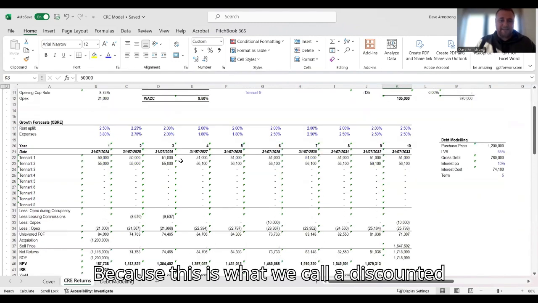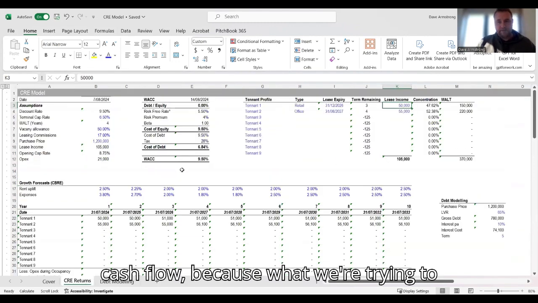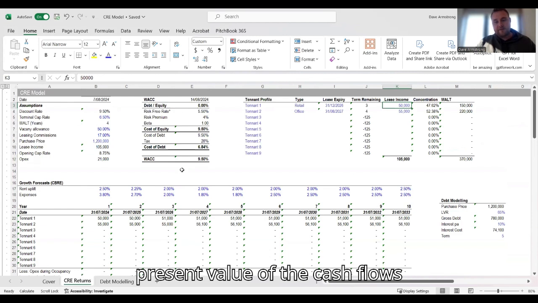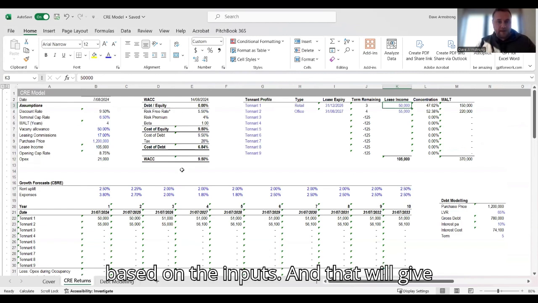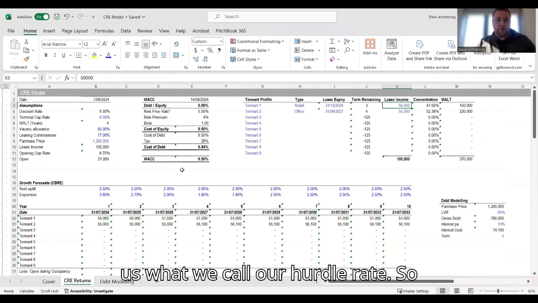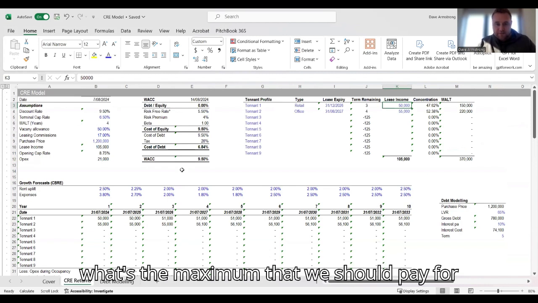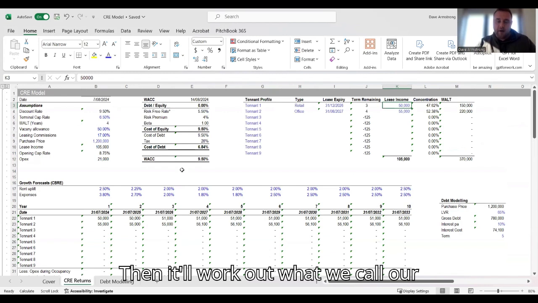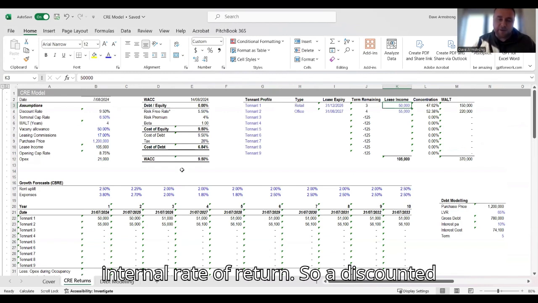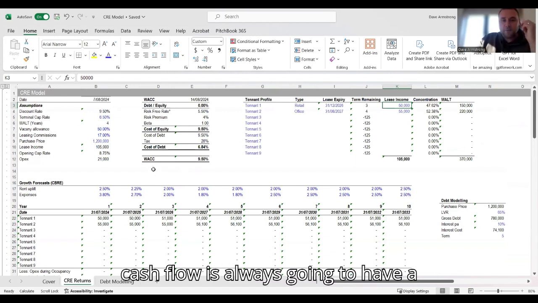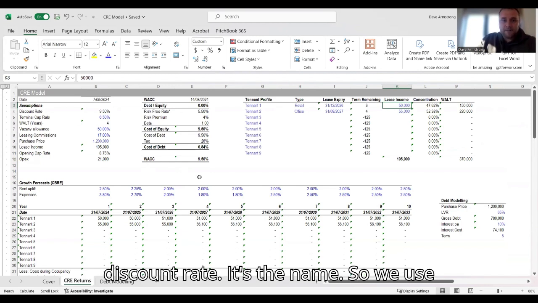This is what we call a discounted cash flow, because what we're trying to achieve here is work out the net present value of the cash flows based on the inputs, and that will give us our hurdle rate. So what's the maximum that we should pay for this property, and does it make sense? And then it'll work out our internal rate of return. A discounted cash flow is always going to have a discount rate, hence the name.